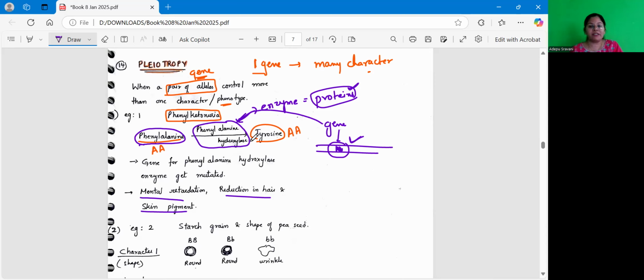But when could we see the actual function of this gene? When that gene is mutated, we could see mental retardation, reduction of hair, and skin pigmentation. So these three characters are actually related to this single gene. Understood? So this is called pleiotropy, one of the examples.